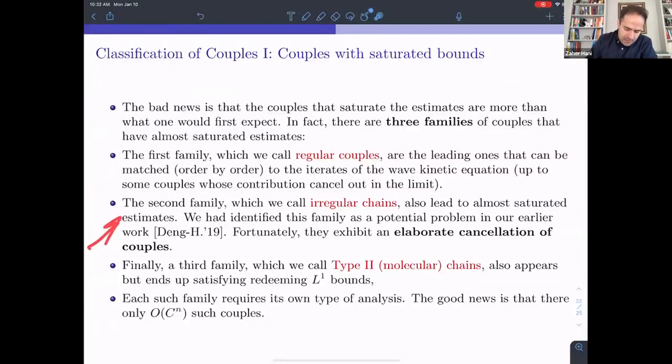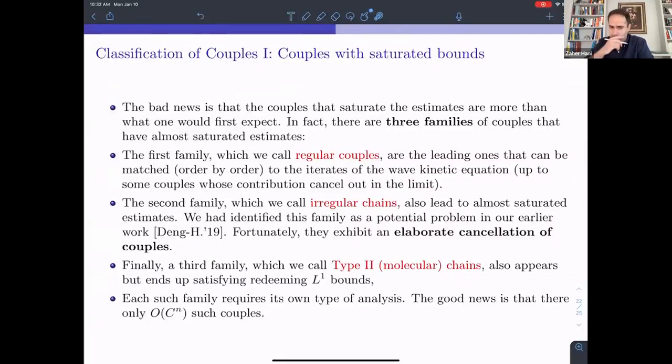The second family, which is the unexpected bad news, is what we call irregular chains. And these also lead to almost saturated estimates. Actually, it's not true that we weren't expecting them. In our previous work with Yu Deng, in our first work, we wrote down this family as a potential problem to deriving the wave kinetic equation. We didn't know what to do with it much back then.